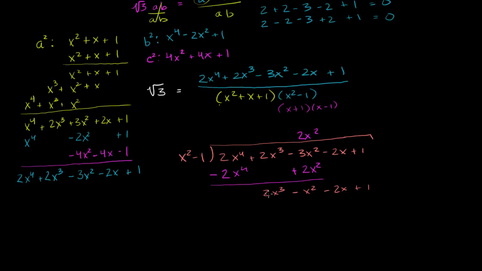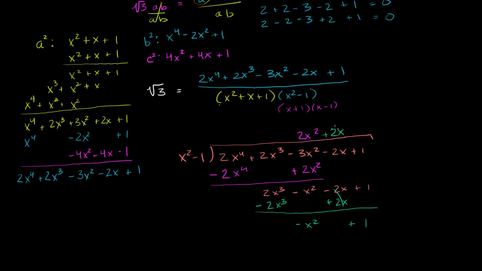And then x squared goes into 2x to the third, 2x times. So this is plus 2x. 2x times x squared is 2x to the third. 2x times negative 1 is negative 2x. And then we can subtract this from there, or you could say add the negatives. Let's just add the negative. It's easier to keep track of things. So those cancel out. You get negative x squared. These cancel out, plus 1.